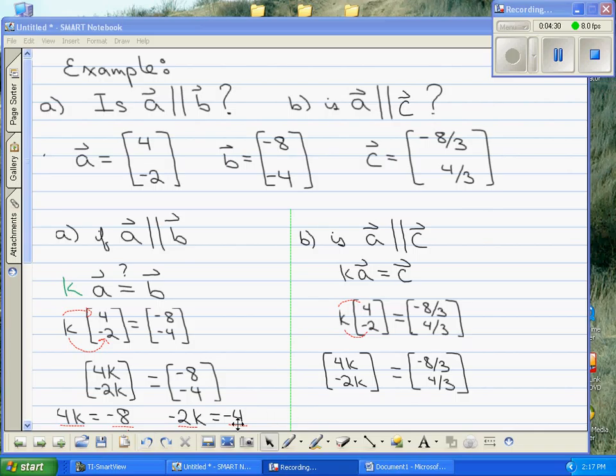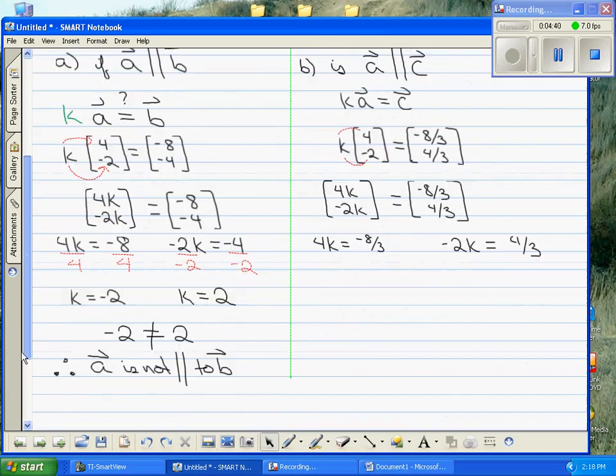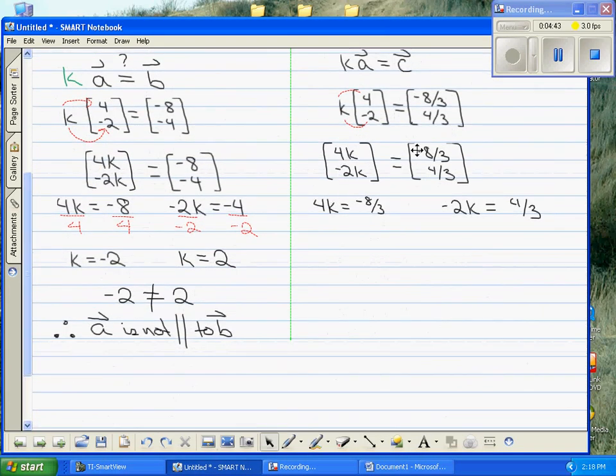Now what I'm going to do next is separate it between the x component and the y component, and give myself a little bit more room here. I separated it, the x component is here, the y component is there. Multiply both sides by a fourth to get rid of the 4. Simplify, that gives me k is equal to -2/3. Now I'm going to work with my y components. Multiply both sides by negative a half. Simplify, that gives me k equals -2/3.